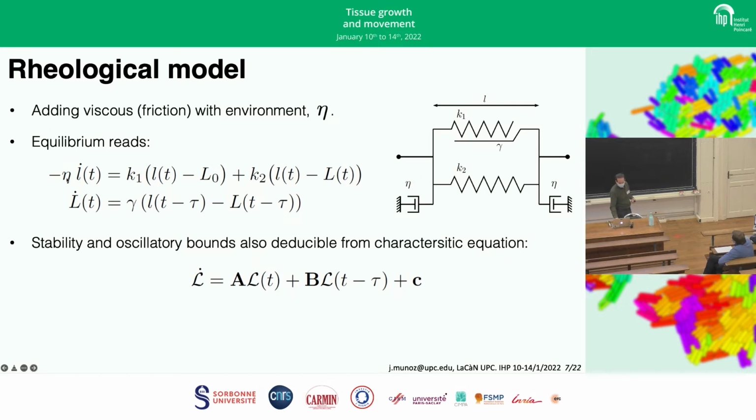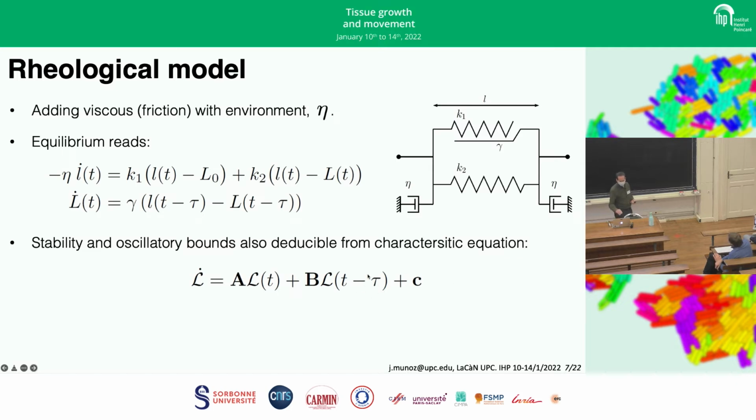So my equilibrium equation is that all my elastic stresses are equal to my friction forces with the environment. That would be the differential equation, together with the same delay differential equation that we had. Everything can be written in a compact manner like that. It is another delay differential equation, with tau here.